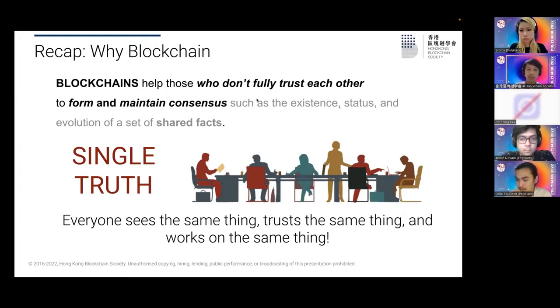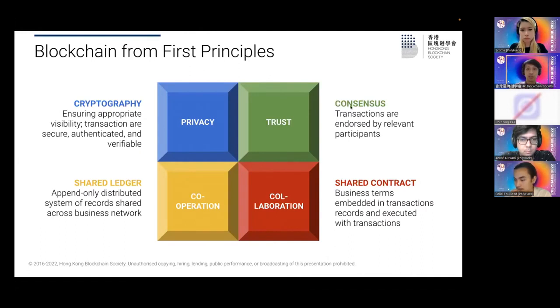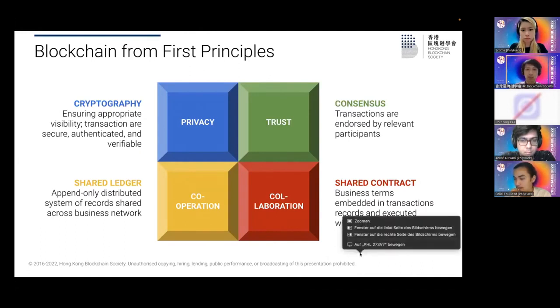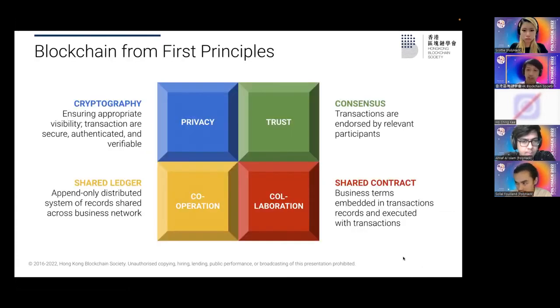So this is the basis of blockchain technology. Everyone sees the same thing because there is cryptography and a shared ledger, and everyone agrees on the same thing because of consensus: the entire network or group comes to a consensus of what is happening now. And finally, shared contract. Everyone sees and trusts the same thing, so we work on the same thing. Shared contracts, or as you may have heard, smart contracts, are simply computer programs running on the blockchain, or committed to the blockchain.